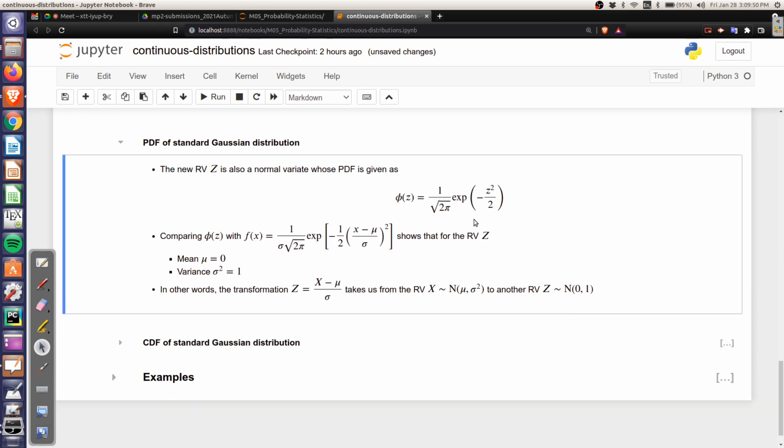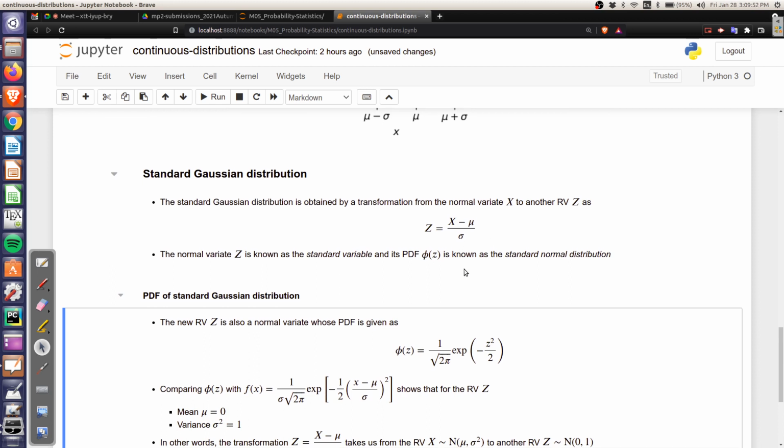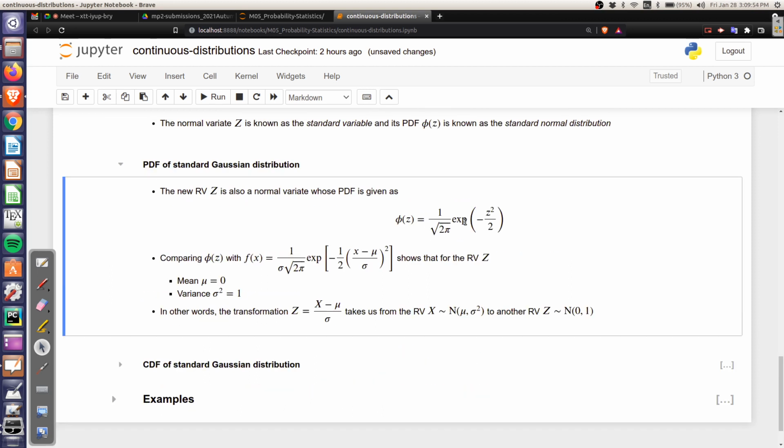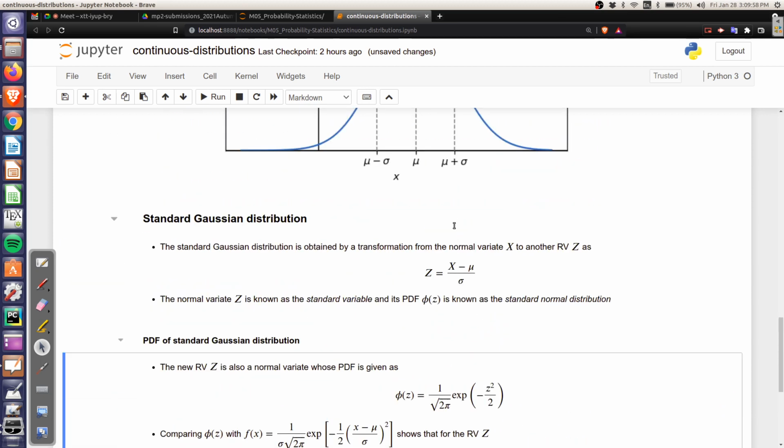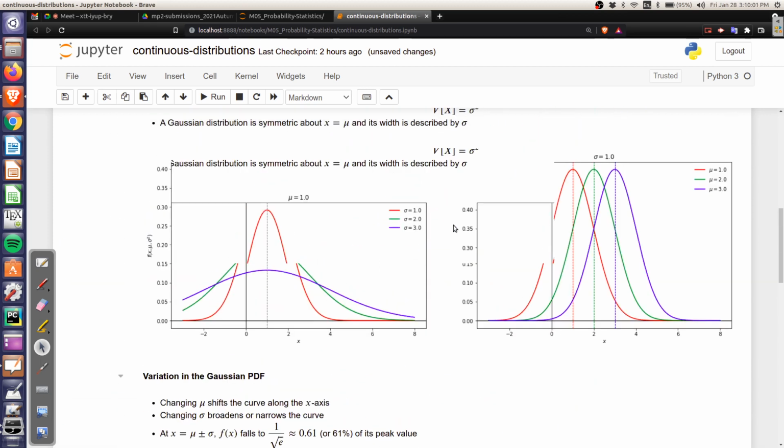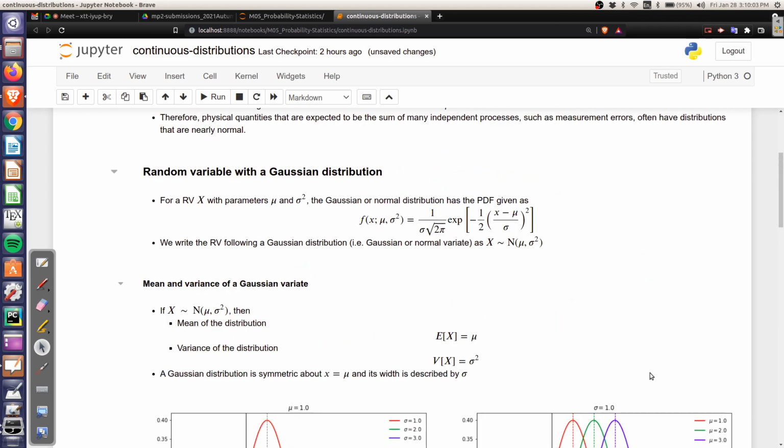The PDF is given in this way. The PDF of the standard Gaussian distribution is 1 by root over 2 pi, e to the power minus z square by 2. And as you can see here, if you compare it with this, let me write it down. For a Gaussian distribution, it is 1 by sigma root over 2 pi, e to the power minus half, x minus mu by sigma, squared.